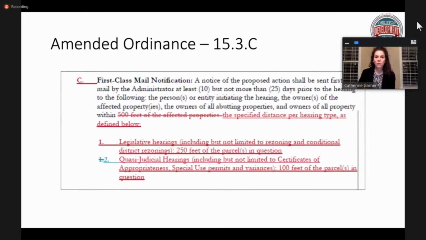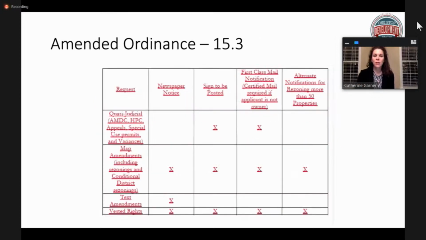Just a quick reminder of what the proposed text amendment is. This would be to Chapter 15 of the Land Development Ordinance. It would reduce the first-class mailed notifications from 500 feet for all public hearings to 250 feet of the parcels in question for legislative hearings, and then 100 feet of the parcels in question for quasi-judicial hearings, such as the Historic Preservation Commission and the Board of Adjustment. It also includes a new chart to be added to Section 15.3 that clearly outlines what is already in place, but just makes it quick and easy to take a look at when staff is determining what notice needs to be done per hearing.